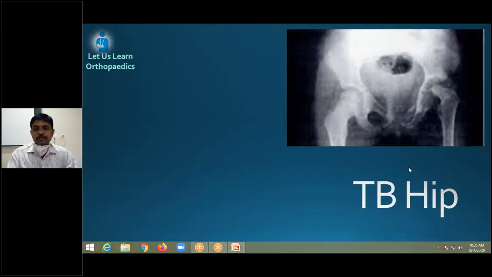Today our topic of discussion would be regarding the TB hip. So TB hip is the osteoarticular joint affected by tuberculosis. It's the second most common after spinal tuberculosis. Usually TB spine is most common in the musculoskeletal system, but TB hip constitutes the second most common after spinal tuberculosis. So we will discuss today regarding the pathogenesis, the sites of affection of the TB in hip, its clinical features and its diagnosis and its management.